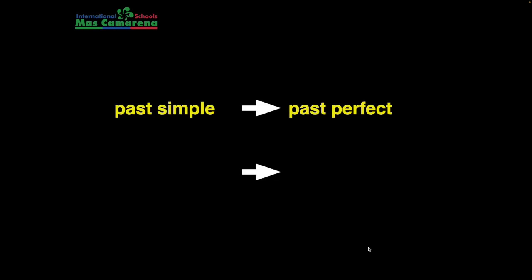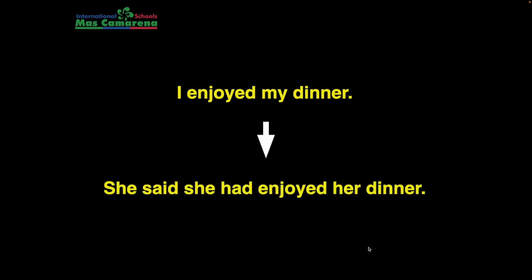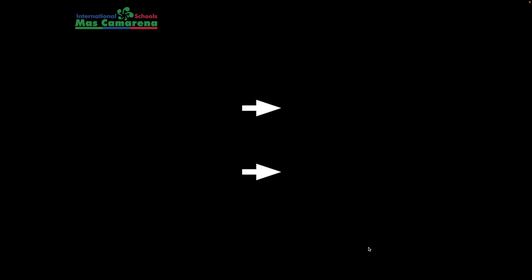The past simple becomes the past perfect. For example, looked becomes had looked. "I enjoyed my dinner" becomes "she said she had enjoyed her dinner." Or, if it's a man, "he said he had enjoyed his dinner." So again, you have to be careful with the pronouns and with the verb tense.